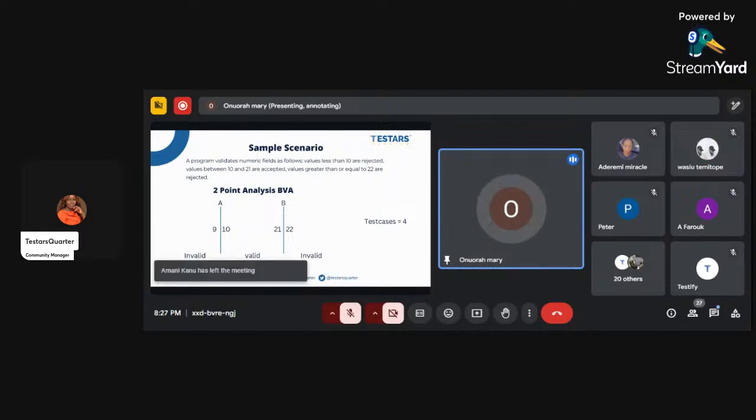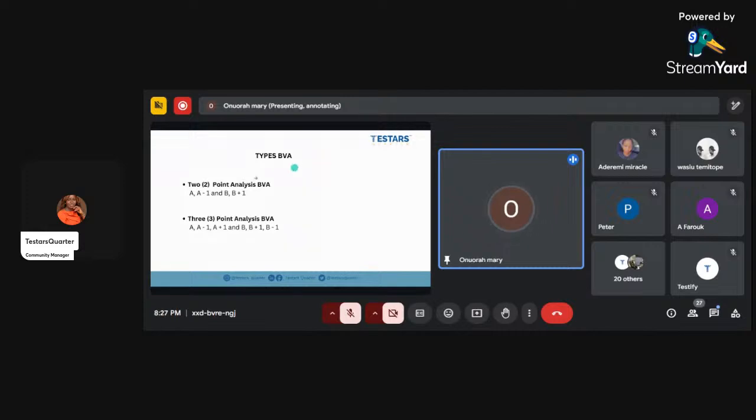We're going to be using the same example here, right? But then we are going to be applying the boundary value analysis to come up with our test cases. So for the first solution here, I'm using the 2-point analysis BVA. Now, if you see here, you can see that I have something that looks like gibberish: A, A minus 1, and then B, B plus 1, right?